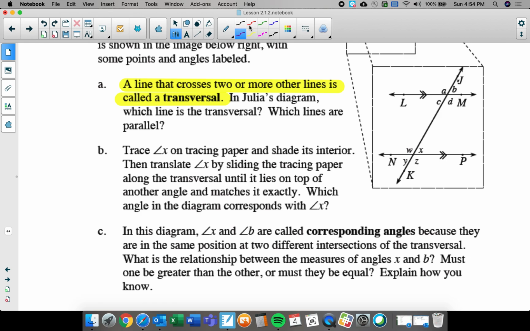So if I take a look at this angle X right here, and I translate it until it lies on top of another angle and matches exactly, what hopefully you can see is that if I just slide this angle, I'm going to actually highlight that piece right there. If I slide that angle up this transversal, hopefully what you notice is it falls right into place right here. Okay? Angle B and angle X are the exact same measure. There's a translation that goes right up that transversal.